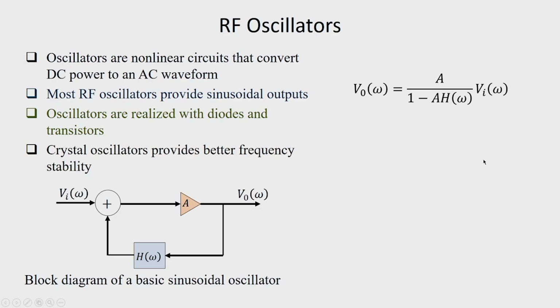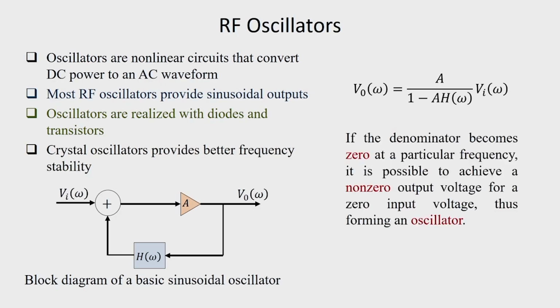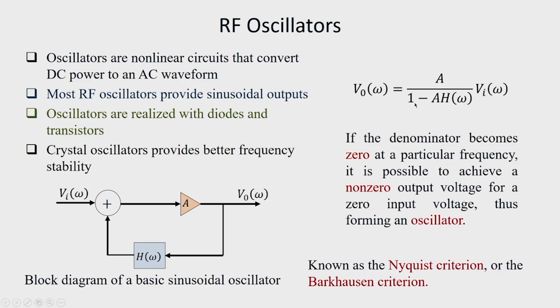V_I(omega). So, if the denominator becomes 0 at a particular frequency, it is possible to achieve a non-zero output voltage even for 0 input voltage, and thus the circuit actually forms an oscillator. This condition that 1 minus A H is equal to 0, this is known as Nyquist criterion or Barkhausen criterion.